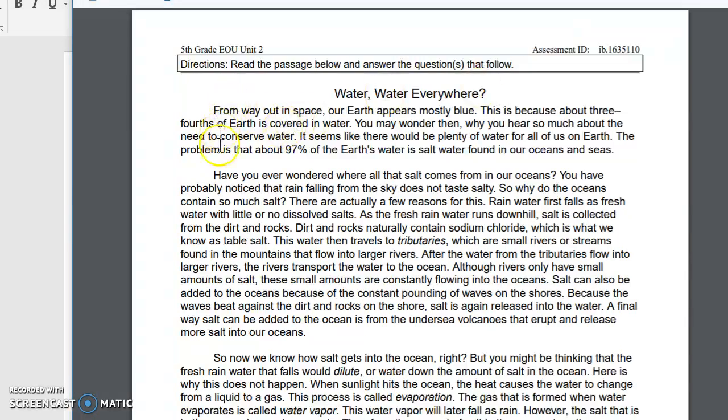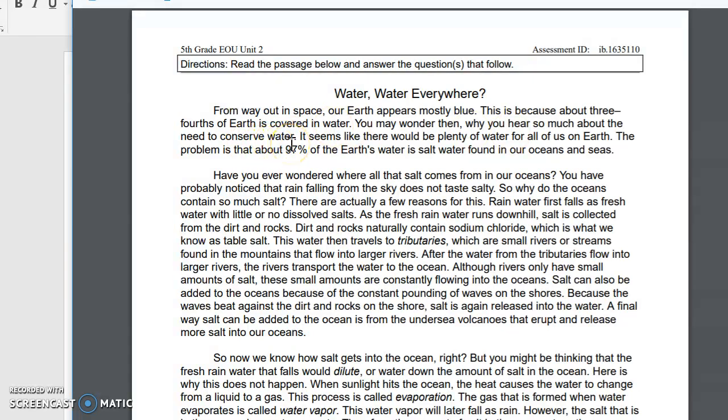All right. So let's go ahead and engage in the read, and some of you have already done this with me today, so this will be a refresher for you, okay? All right, so from way out in space, our Earth appears mostly blue. This is because about 3/4 of Earth is covered in water. You may wonder then, why you hear so much about the need to conserve water?